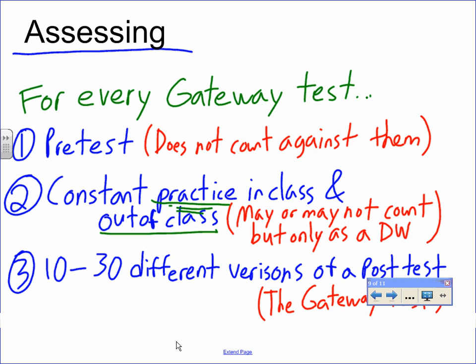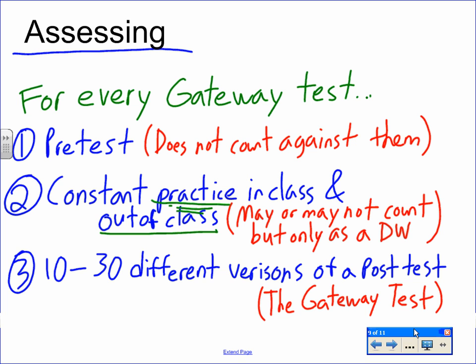Requirement number 3, 10 to 30 different versions of the post-test, which is the gateway test itself. So we want to make up a lot of different versions as much as possible to help with cheating and memorizing answers, because we are allowing the students to retake as much as needed. Now, that sounds like a lot of work, you know, making more than 2 versions. It sounds like a lot of work. But I'm about to show you a program that I'm going to use to help me do this so that it can be a lot more convenient, and how we can make just 2 simple different versions in under 20 seconds. Allow me to show you.